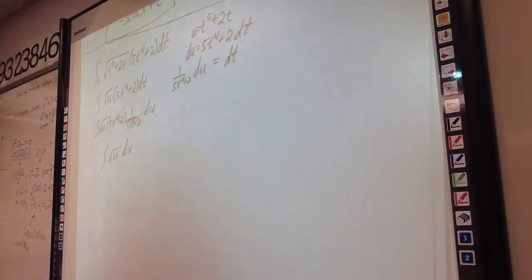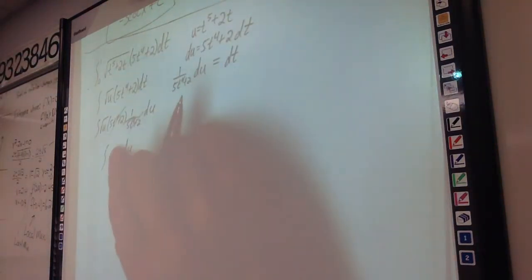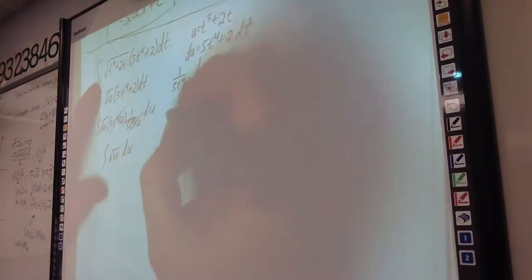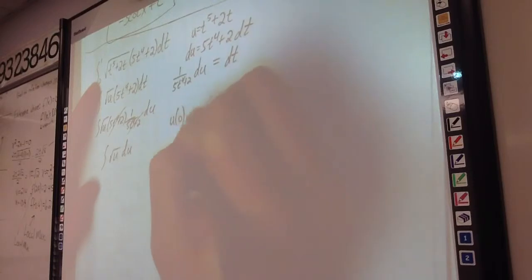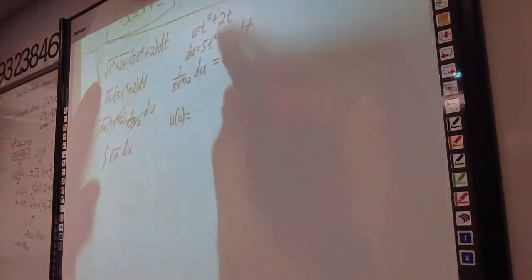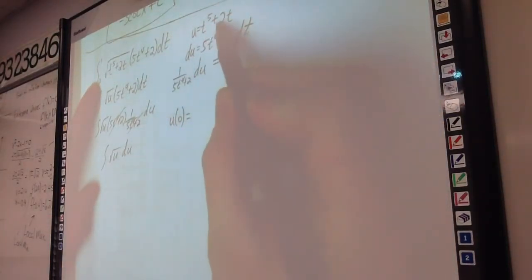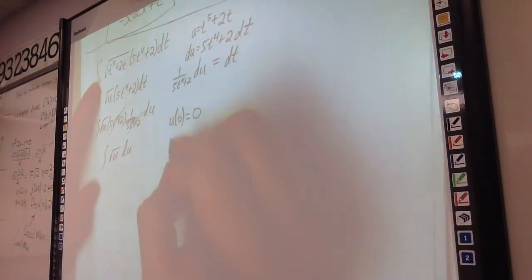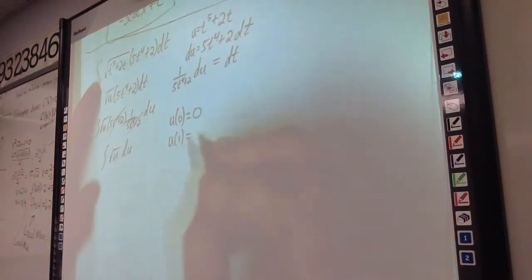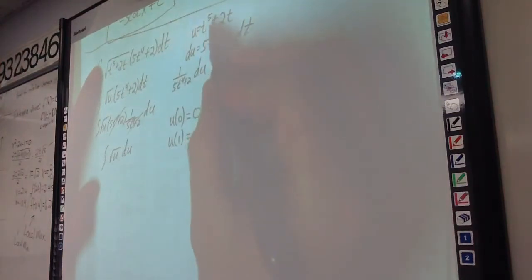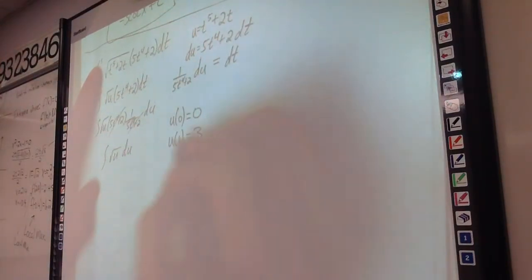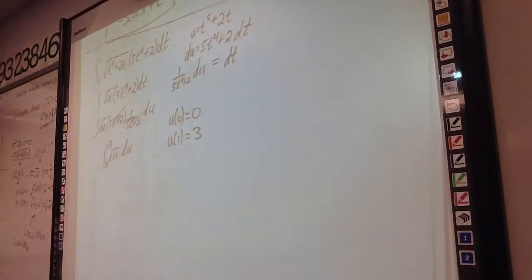This was for 0 to 1 for t, right? But we changed it to u, so we need to also change these numbers. So all we have to do is, for 0, what is u of 0? Well, if I plug in 0 for u, 0 plus 0 is 0. What is u of 1? 1 plus 2 is 3. So now I'm going from 0 to 3 of square root of u du. Oh, that's awesome.